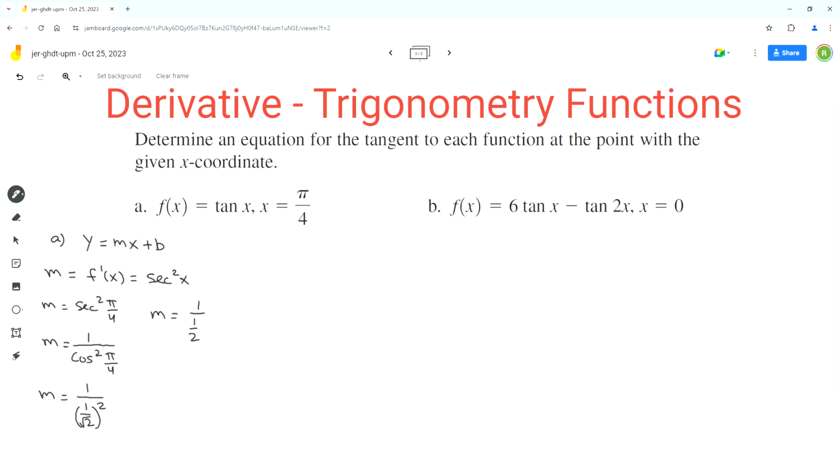Now we can evaluate this expression by writing it as a division statement. Then we can convert this division statement into a multiplication statement. When we do that, we flip the fraction written after the division sign, and 2 divided by 1 is 2, and 1 times 2 is 2. So that means the slope of the tangent is 2, and we can sub in this m value in our general equation.